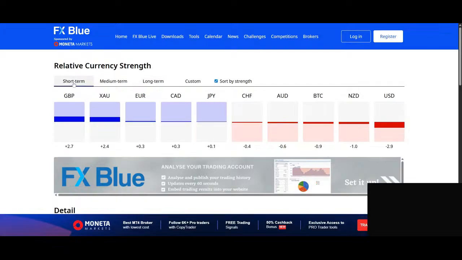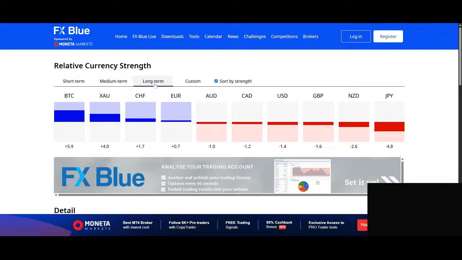USD JPY short term. Oh, USD is weaker than JPY in short term. That means we are selling. Medium term we are buying. Long term it's definitely buying. Yeah, long term here we are buying. JPY has been weak for some time.